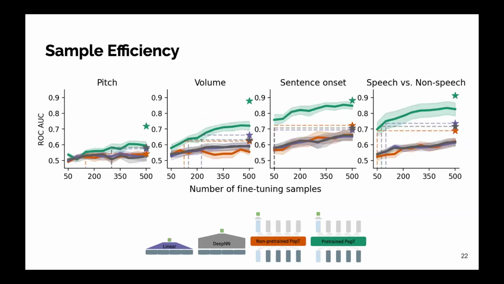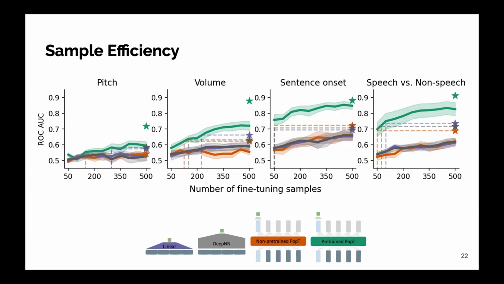For sample efficiency, on the x-axis, we have a subset of the fine-tuning samples in the downstream task. We go from as low as 50 samples all the way to 500. In the full data set, we have about 1,000-plus samples, and that's noted by the stars here. That's if you were to train on the full data set.